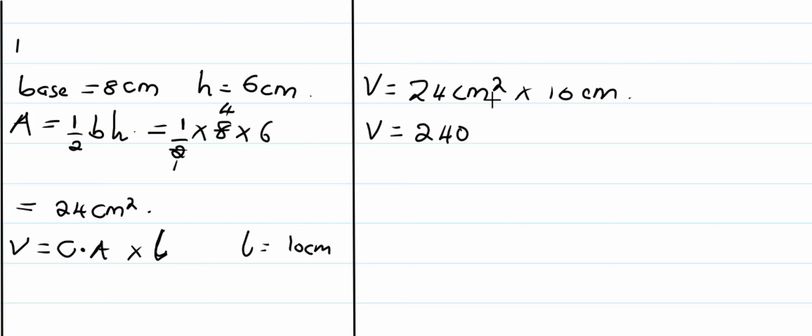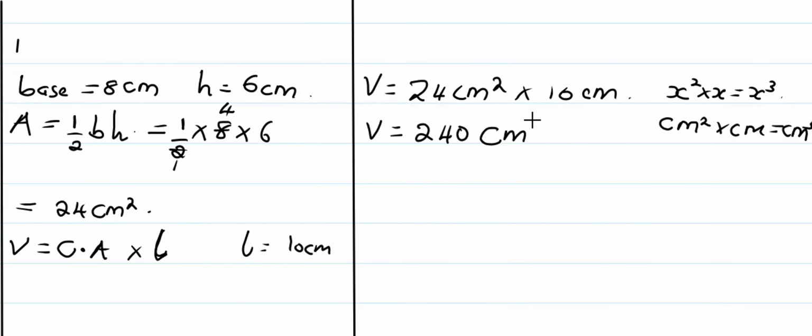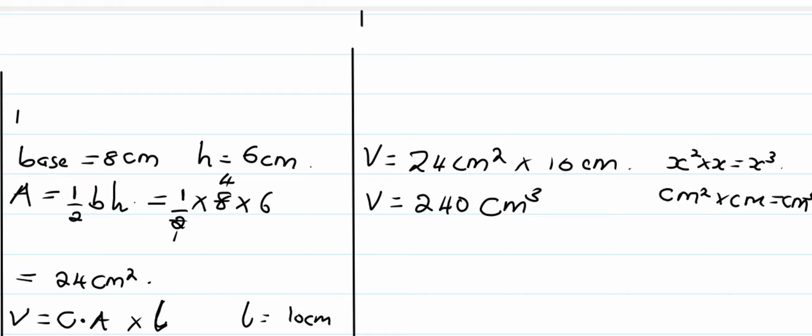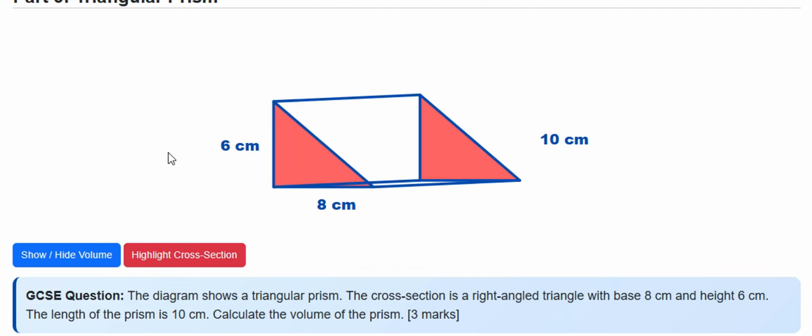And you see we have centimeter squared here. Then we multiply with an extra centimeter. It is the same as multiplying x squared by another x, which gives x cubed. So the same case here: centimeter squared multiplied by an extra centimeter becomes centimeter cubed, and that becomes the volume of this prism here. So can you try the last question?